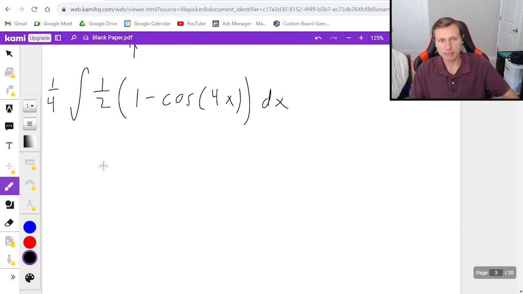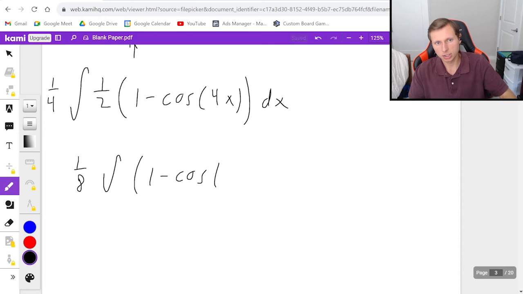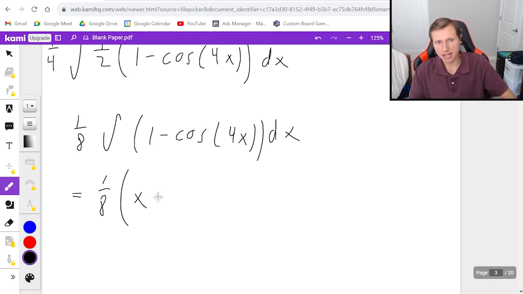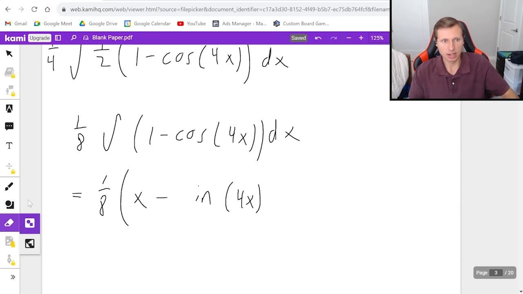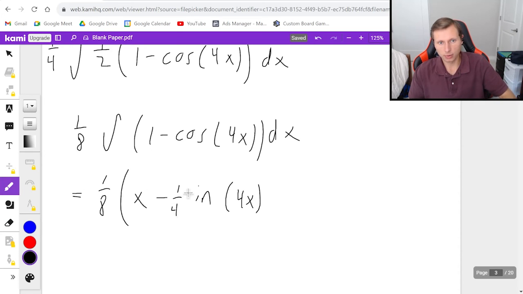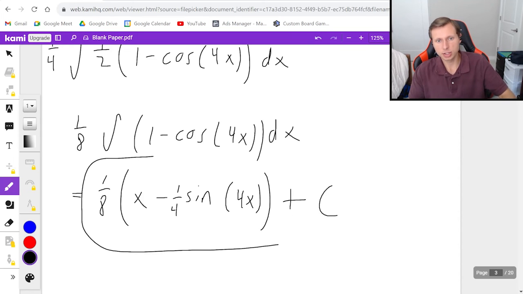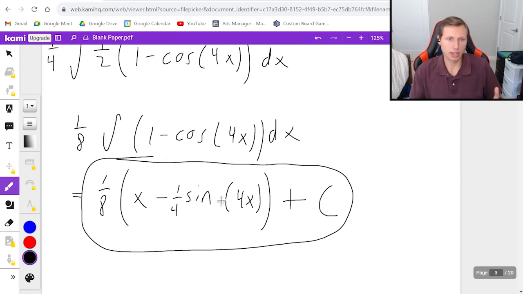The 1/4 and 1/2 combined to make 1/8. And then we know this integral, it's just a simple u substitution on the cosine. It's going to be 1/8 times the quantity integral of 1, which is just x, minus integral of cosine, which is positive sine, so sine of 4x. And don't forget, because of that u substitution, there is going to be a 1/4 out in front right there. Close parenthesis plus C, and there's our answer for that one. Again, you can distribute the 1/8 if you want. I don't care personally. And this is it.